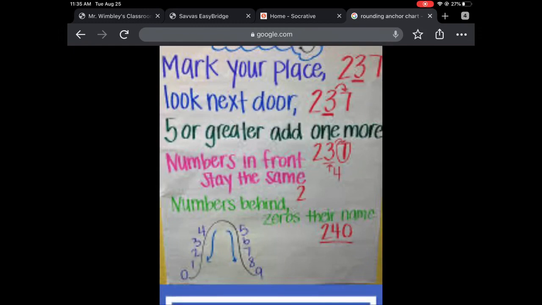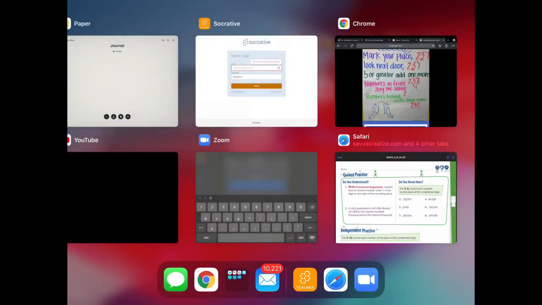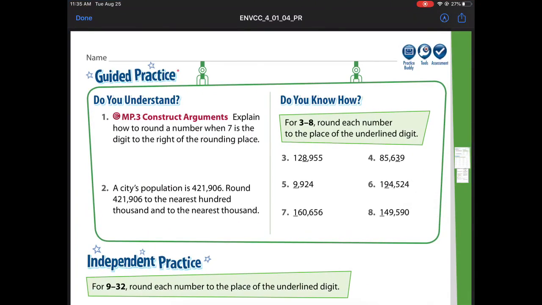We're going to look next door. If it's 5 or more, we're going to add one more. If it's 4 or less, we're going to let it rest. And all the numbers in front of it stay the same. All the ones behind it turn to 0. So we'll be referring to those throughout.